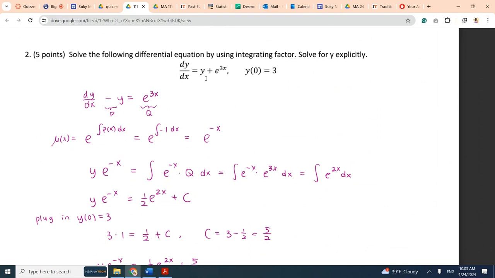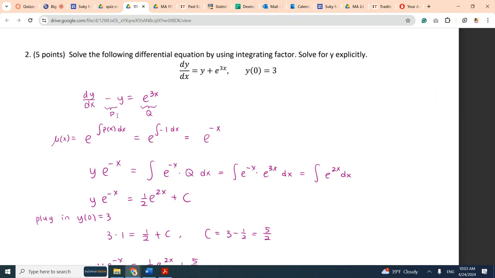You cannot divide it by y, okay? Because if you divide it by y, this guy divided by y is 1. But this guy divided by y, you have e to the 3x over y. So your y is still on the right hand side. We're not moving it. So here we subtract y on both sides. Then this is the standard form.